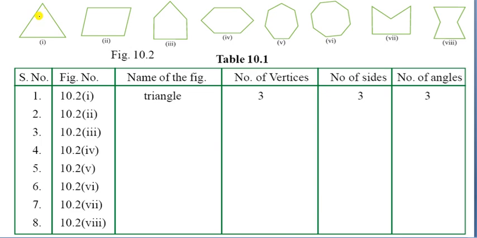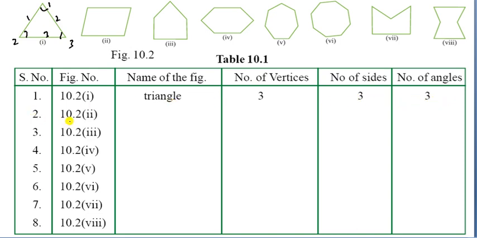Now see the figure. In this figure, it is a triangle. Triangle has 3 vertices. You can count here, 1, 2 and 3. So the number of vertices is 3. The number of sides is also 3, that is 1, 2 and 3. The number of angles is 3: 1 angle, 2 angles and 3 angles. So you can see these data are given, which is correct.